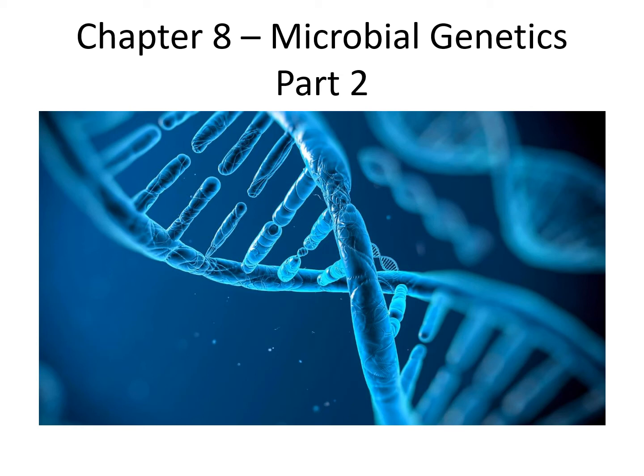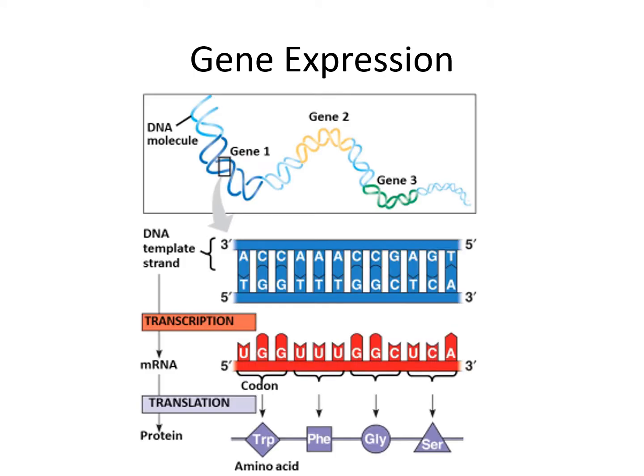This is the lecture for Chapter 8, Microbial Genetics, Part 2. In the first part of the lecture, I talked about gene expression, and this process is considered the central dogma of biology, and it is used to explain how information is stored in DNA and used to produce proteins, and that those proteins will give the cells their different characteristics. The two stages of gene expression are transcription and translation.